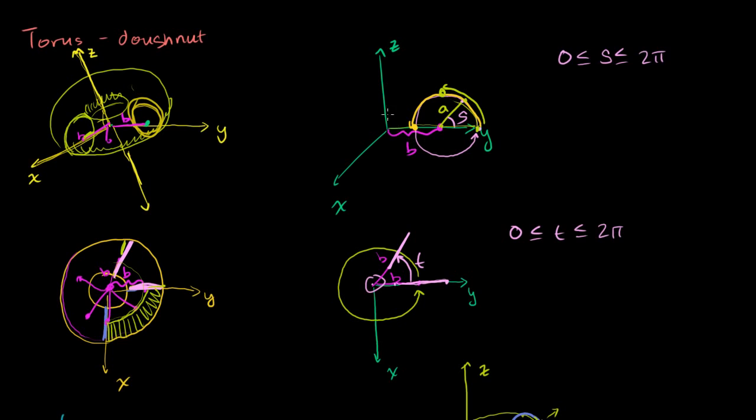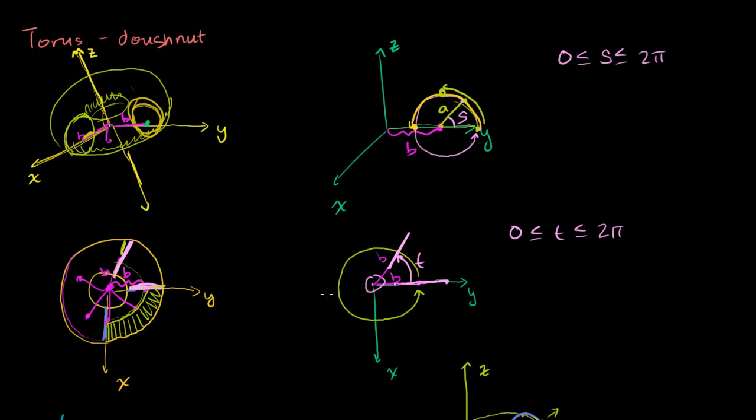It could be any circle. I picked a circle in the ZY plane. How far it's gone around that circle, we'll parameterize by S, and S can go from 0 all the way to 2 pi. Then we're going to rotate this circle around the Z axis, and the centers of the circles are always going to keep a distance B away.